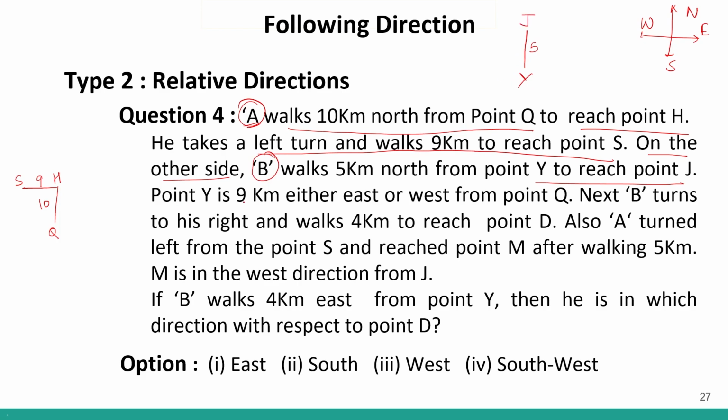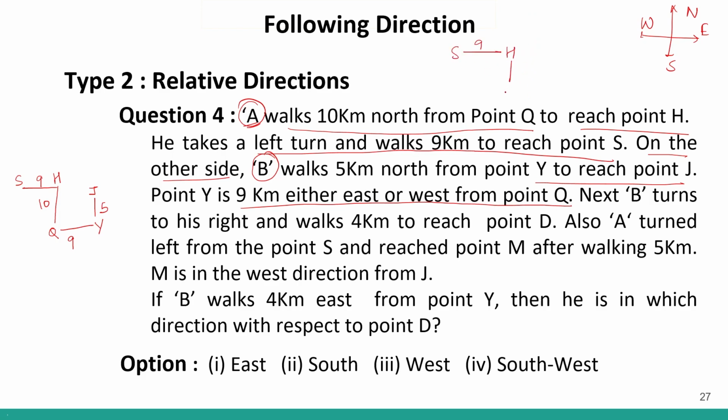Okay. Point Y is 9 kilometer either to the east or west of point Q. So this is not given to us. Let us assume, I'm just assuming, it is towards the east. If I assume it is towards the east, my diagram will look something like this. In exam, always take two possibilities. So solve for two possibilities together. Draw another diagram. So let me draw another diagram over here.